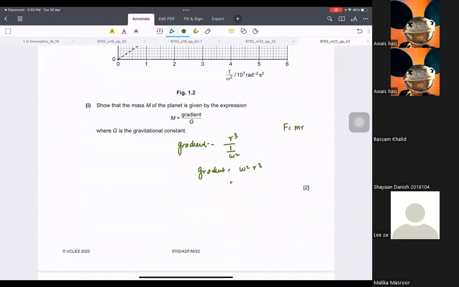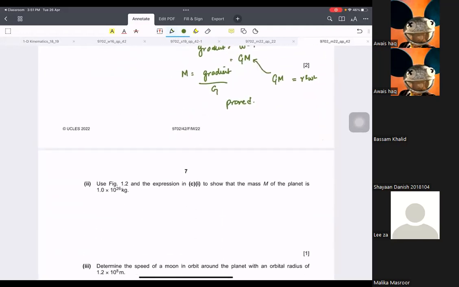Centripetal force is m r omega square, and centripetal force is GMm over r square. So GMm, m and m will cancel out. So GM equals r cube omega square. So iska matlab ho gaya GM ke barabar. Just replace the whole thing. So then M will be equal to gradient divided by G. Proved. Pretty simple.